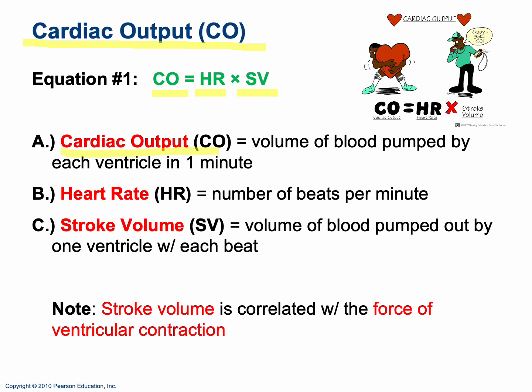Cardiac output, CO, is going to equal the volume of blood pumped by each ventricle in a minute. So the volume of blood pumped by each ventricle in a minute is cardiac output. Heart rate is the number of beats per minute, and stroke volume, SV, is the volume of blood pumped out by one ventricle with each beat.